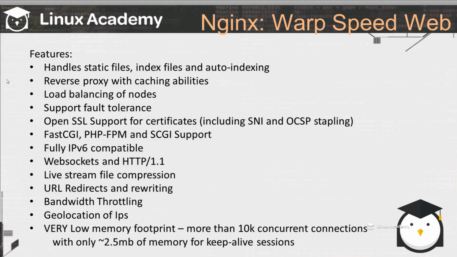And if you don't know what a CDN is, it's basically a collection of web nodes that serve content based on where you're located, so that your content is coming from a server in an IP that is geographically closest to where you are. And as we mentioned earlier, it has a very low memory footprint. So for example, it can serve more than 10,000 concurrent connections with only about 2.5 megabytes, and not gigabytes, of memory in use for those keep alive sessions. So that's very important, because the lower the memory footprint for the overall solution is, the more concurrency that you can get.